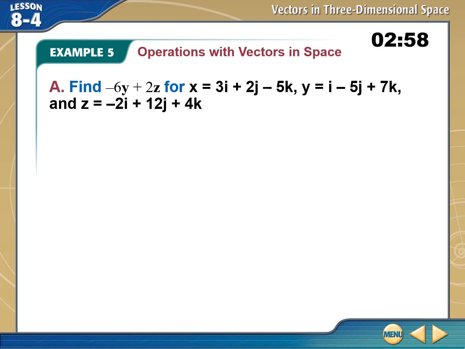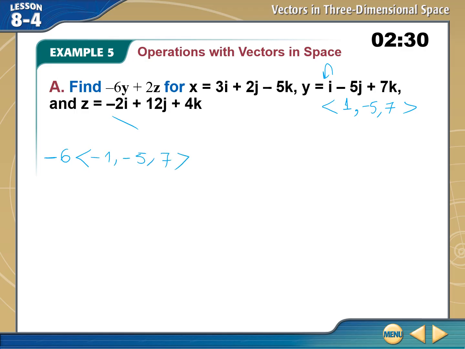Next question, find minus 6y plus 2z. So first thing we will find negative 6 and y. What are the components of the y vector? It's written in the linear combination. You write it in the vector form, that is component form. So it is 1 because the coefficient of i is 1. Then negative 5 and 7. So write here 1, negative 5 and 7.